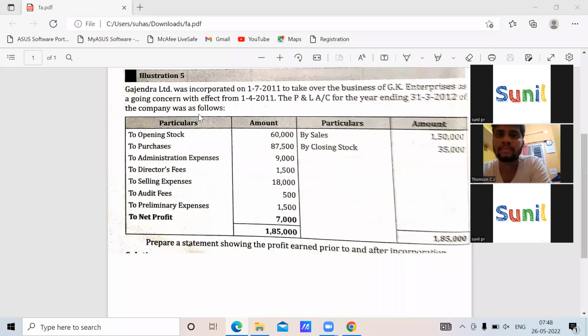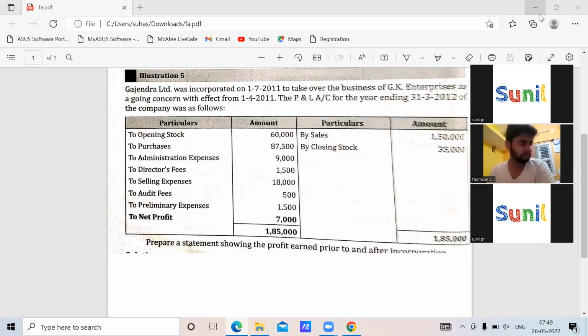Before that, we'll see all the expenses and how we can apportion them. I told you, do not take opening stock, purchases, sales, and closing stock, because they have given those to find out the gross profit. So we'll start with administration expenses. In which ratio will you apportion administration expenses? Administration expenses go in the time ratio, so just compute the time ratio.